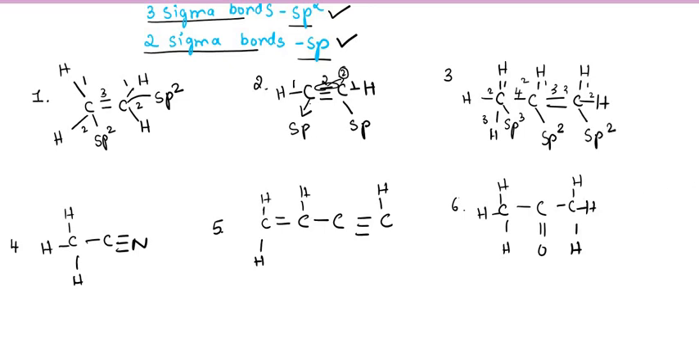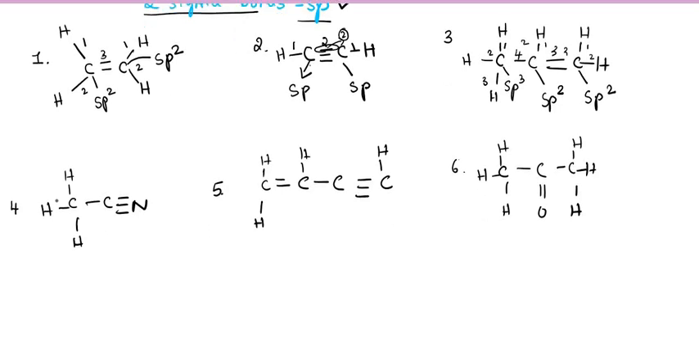Let me come to the fourth question. Here this is sp3, as the number of sigma bonds is 4: 1, 2, 3 and 4. For this the number of sigma bonds is 2. Here 1 and here it is 2. So the number of sigma bonds is 2. It is sp. Here also the same, the number of sigma bonds is 3. It is sp2.